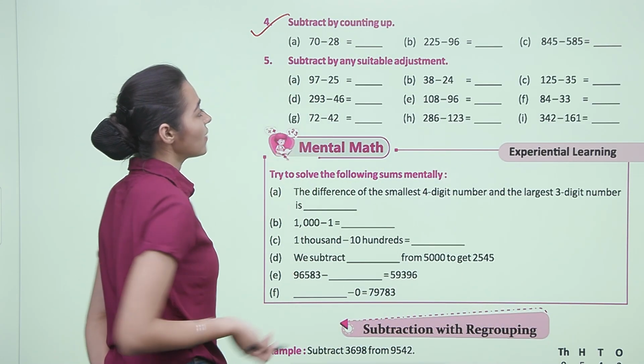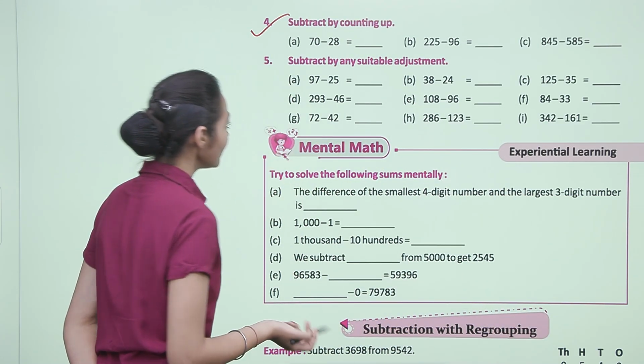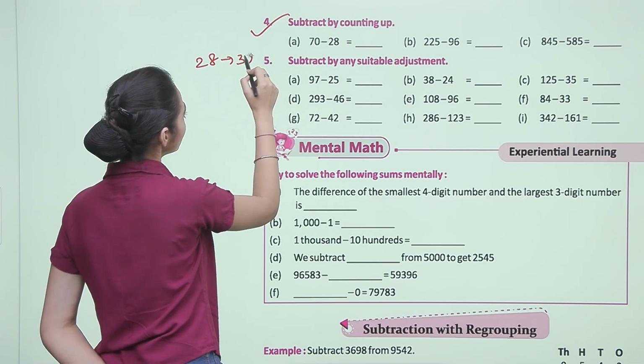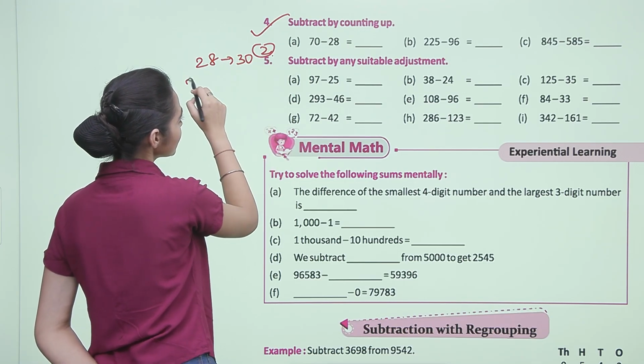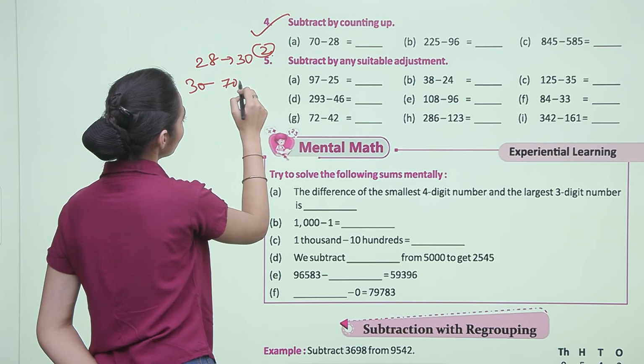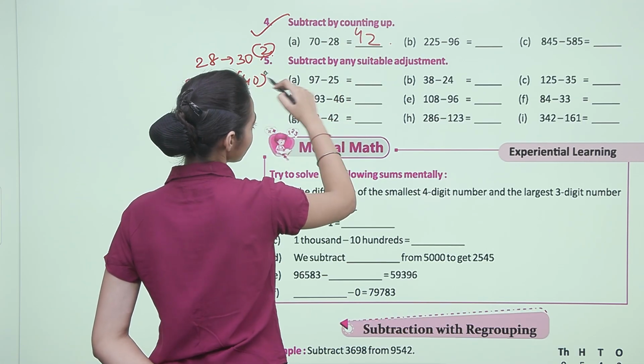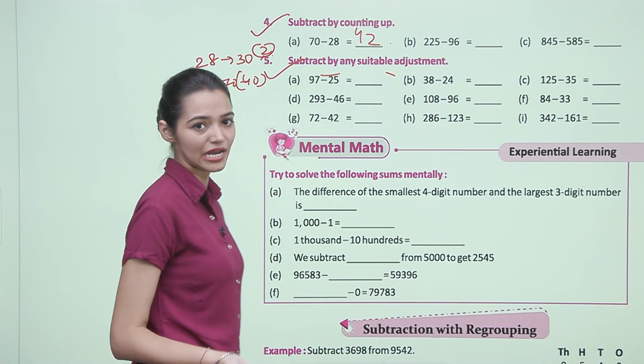The next one is we have to subtract by counting up. When we count up, that is 28 to 30, 2 numbers. After that, from 30 to 70, we have 40 numbers. So 40 plus 2, that is 42 is our correct answer. That's how we have to subtract it by suitable adjustment.